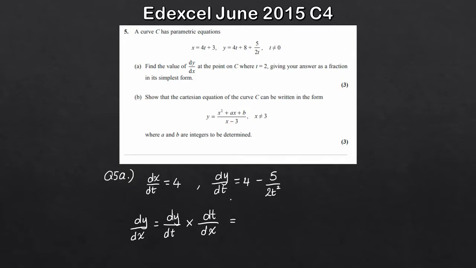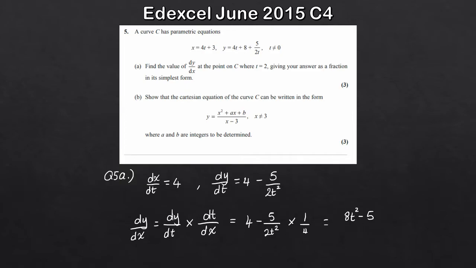So, dy over dt, we know that's 4 minus 5 over 2t squared. And we're timing it by the reciprocal here, so times a quarter. So what would that give us? Well, what I could do here is write this over a common denominator, so it'd be 8t squared minus 5 over 2t squared. So let me try that out in full: 8t squared minus 5.